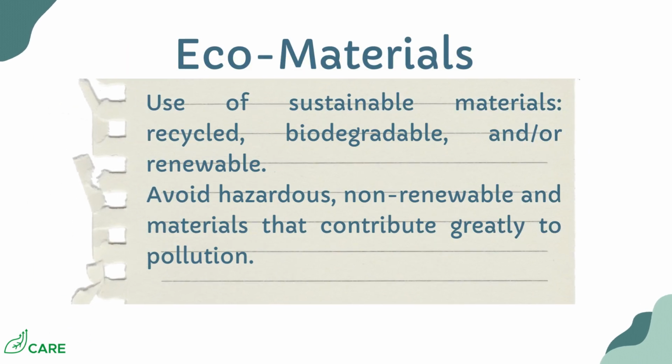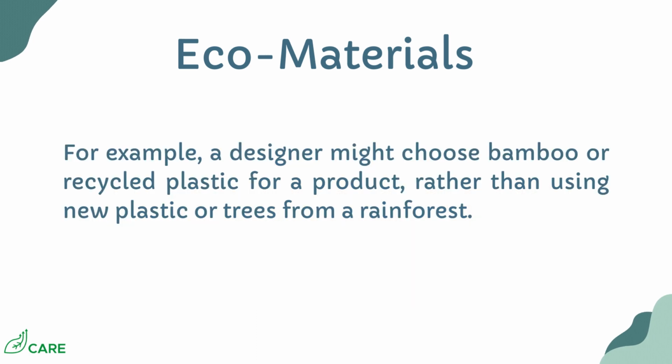The use of sustainable materials, also known as eco-materials, is one of the main pillars of eco-design. This means choosing materials that are renewable, biodegradable, or recycled rather than those that are non-renewable or contribute to pollution. For example, a designer might choose bamboo or recycled plastic rather than using new plastic or trees from a rainforest.